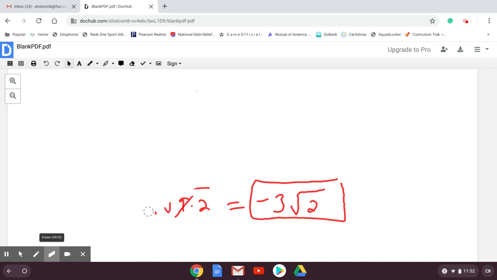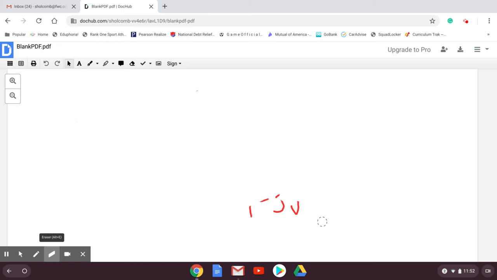Get all this erased. Sorry, it always takes a second. I wish they had an erase all feature, but unfortunately they do not on Screencastify.